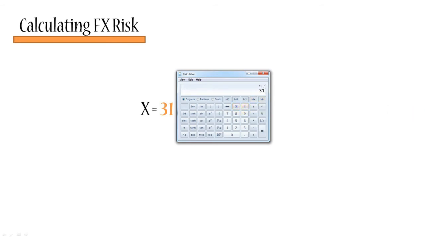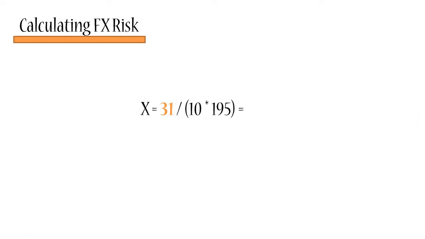31 divided by 10 times 195 gives us about 0.0158. You can round this either down or up. I'll round it up in this particular instance, and that'll give us 0.02 lots. Alright, that means that we're ready to set our order now.